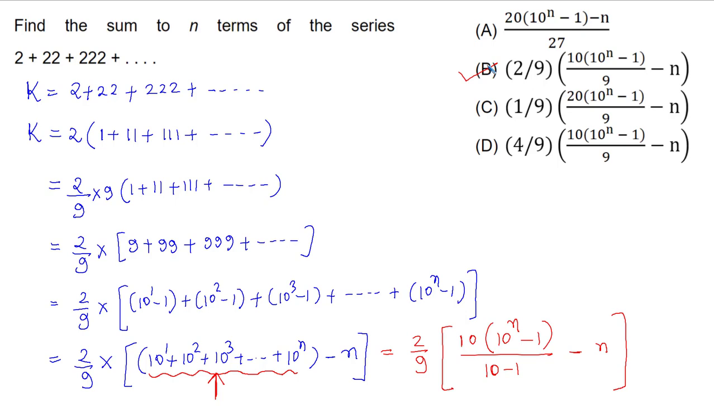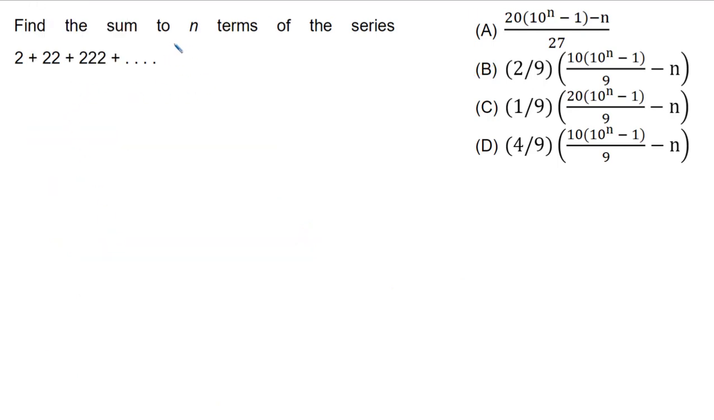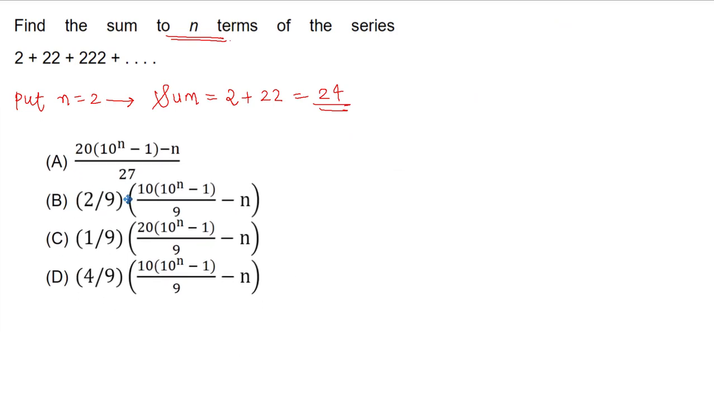So likewise we can solve this. This is the first method. The second method is to use the options. We need to find the sum till n terms. If I put n equal to 2, we are interested only in 2 terms: the first term is 2 and the second term is 22. So this sum is supposed to be 24. In every option we are going to put n equal to 2 and see which option gives us 24 as the answer.